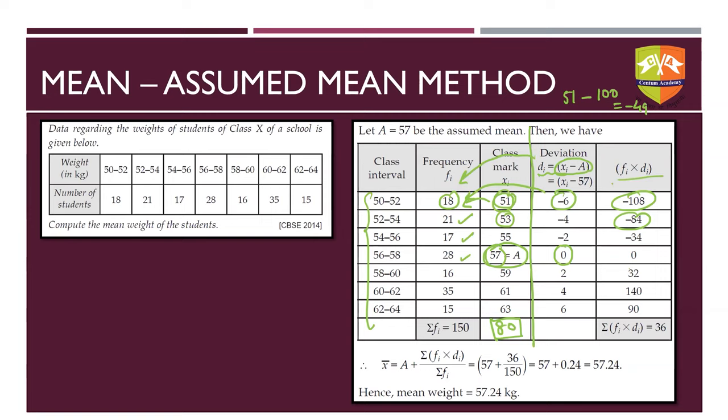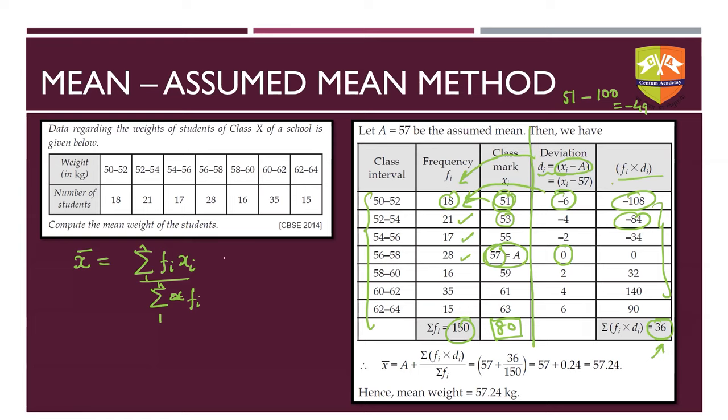And the best part is when you add all these FI DIs, the number is going to be very, very small because of this minus plus effect. Something will be canceled, right? So this is the total sum, summation FI DI. And this is summation FI. What was the standard way? Direct method: X bar is summation FI XI divided by summation FI, and it is assumed that I is going from 1 to n.